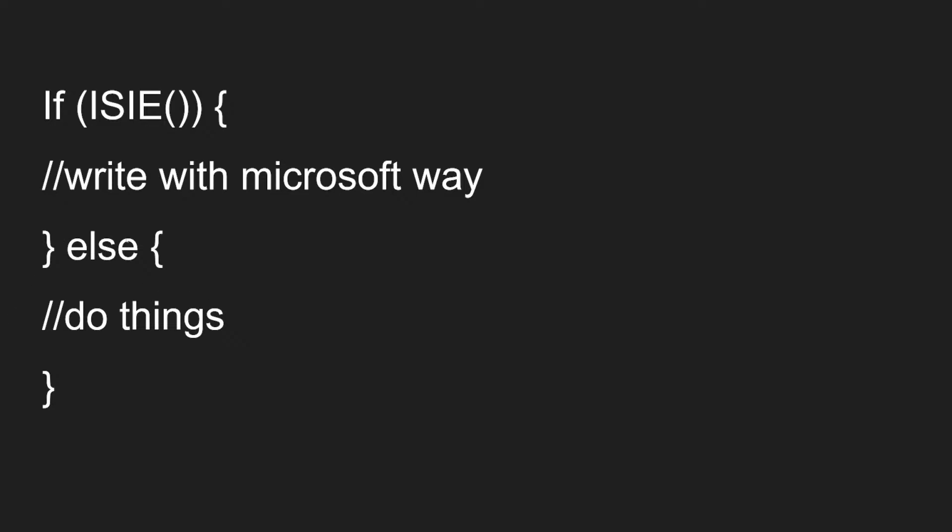Yeah, okay. At the time, this is how the code was, so we used to write like this. If it is IE, we write the Microsoft way of implementing the code. And if it is not IE, we write the same implementation in another way. So like this, in 2006, it went on.